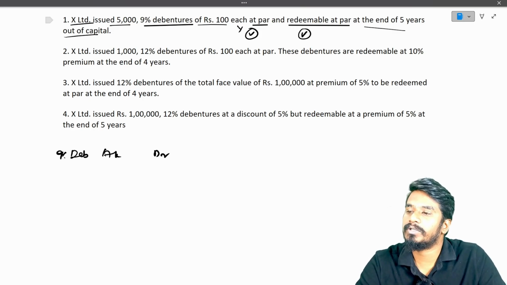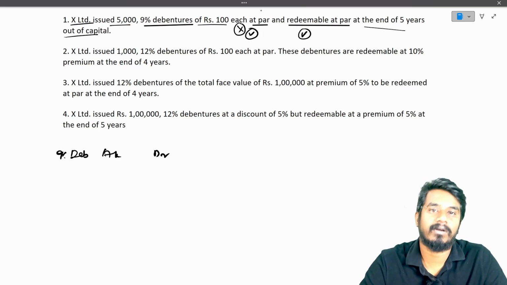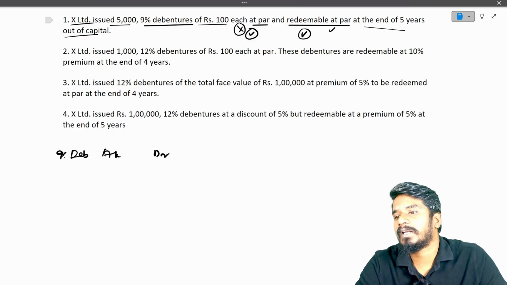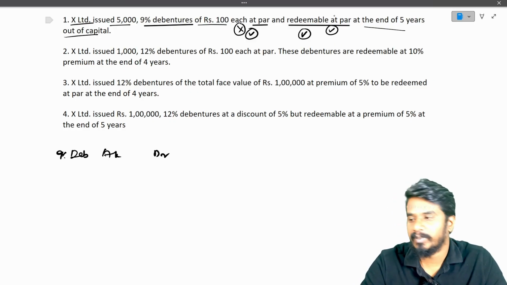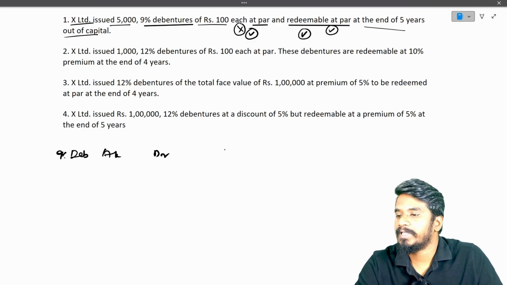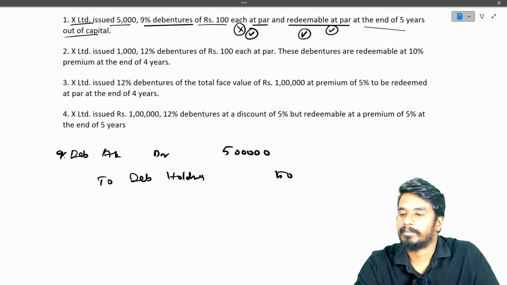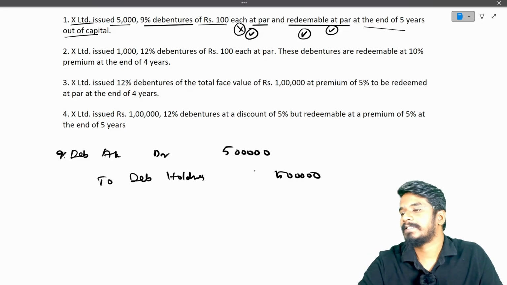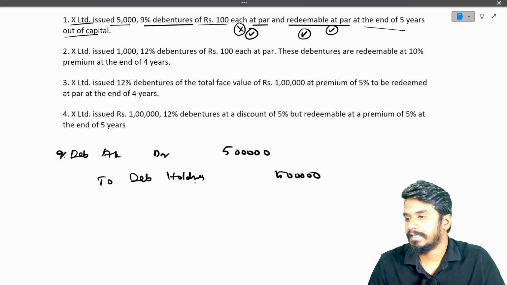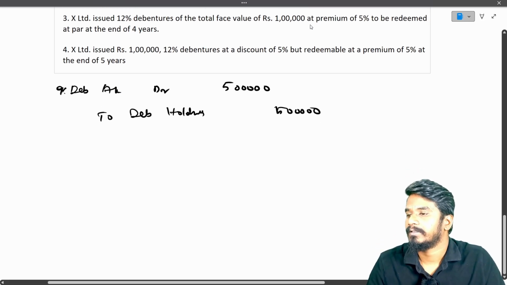So here issue is not a matter because we are doing redemption. So we are redeeming at par, so there is no premium. So directly 5 lakh rupees we need to pay to the debenture holders. To whom we need to pay? Debenture holders, 5 lakh rupees. So why it is debit and why it is credit? I have already explained it.